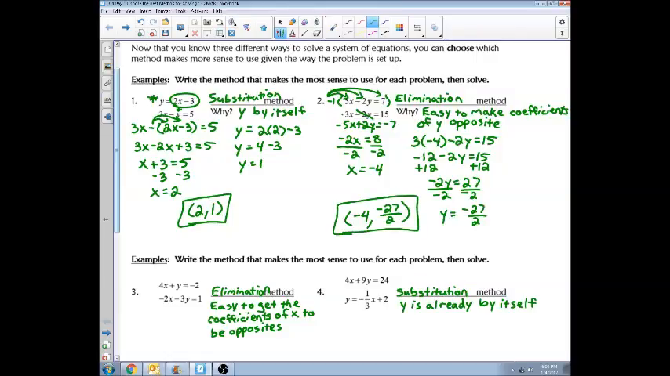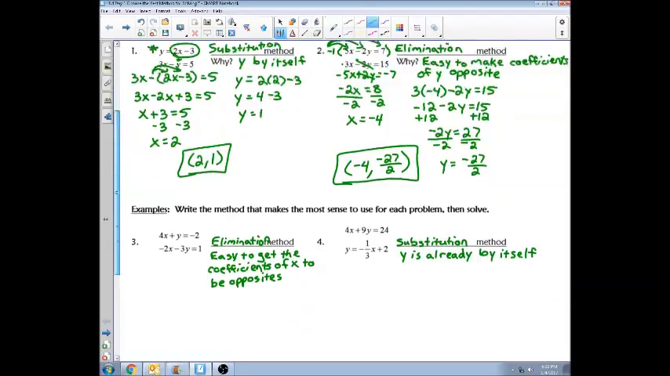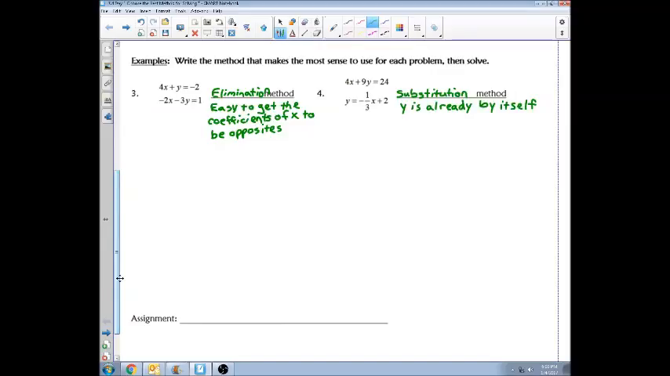A reminder, please do not write that as a decimal. Please do not write that as a mixed fraction. Leave it as an improper fraction. Okay? The higher level you go in math, the more often you're going to use improper fractions, so you might as well get used to them now.